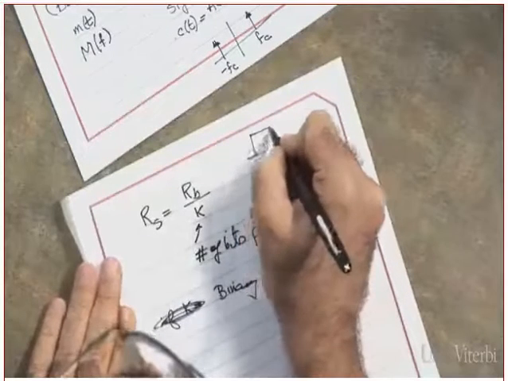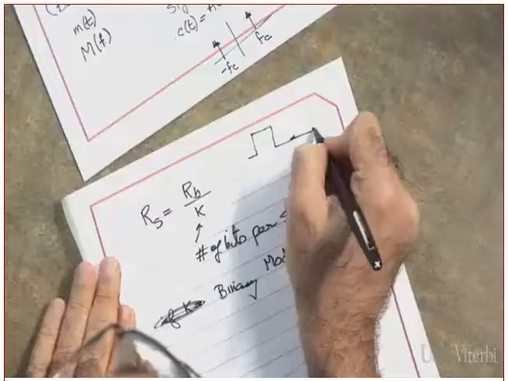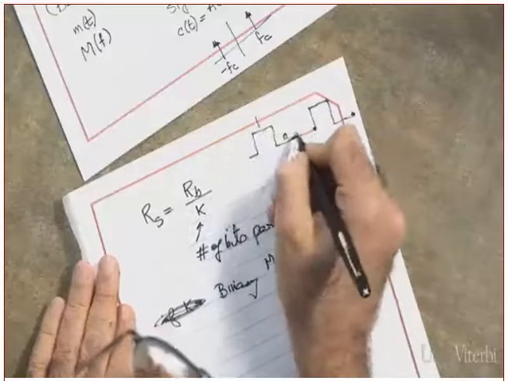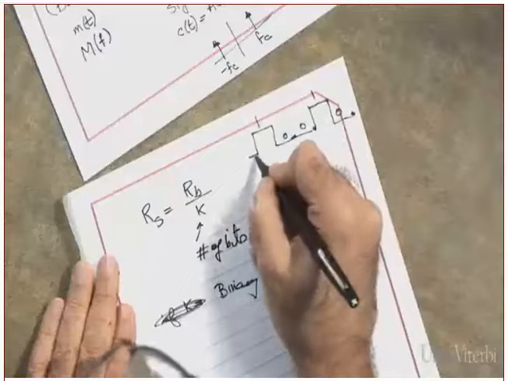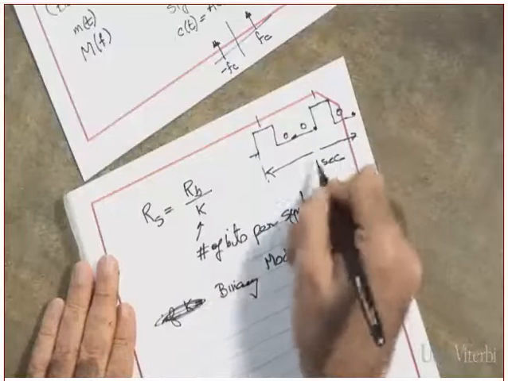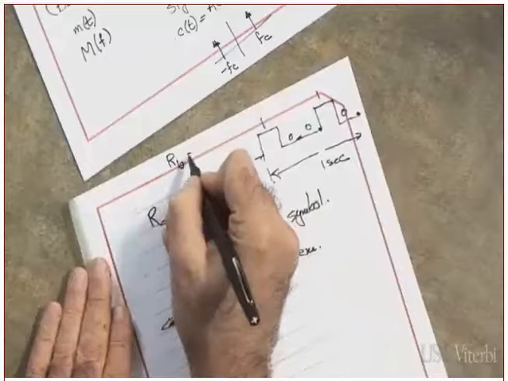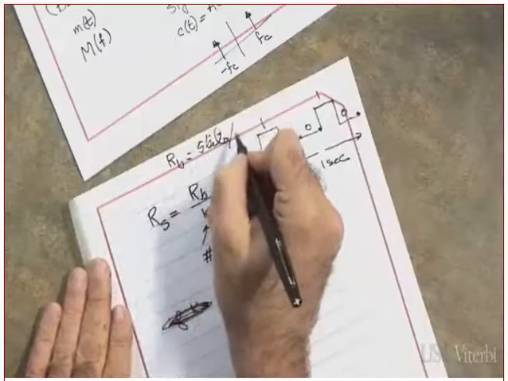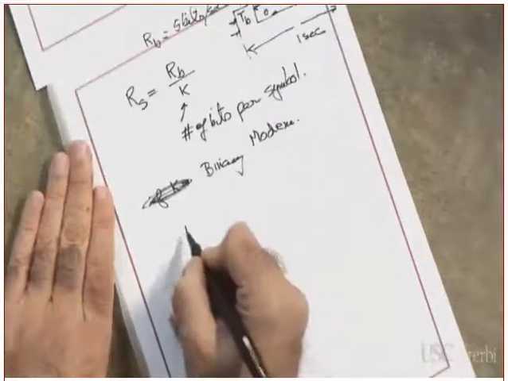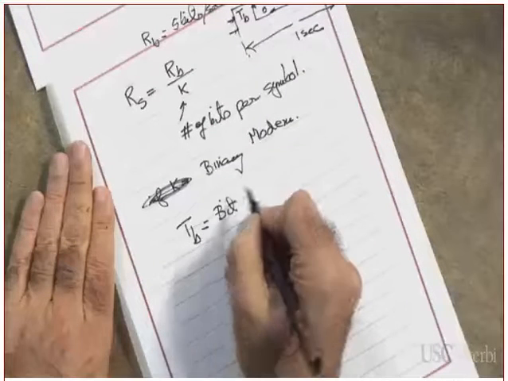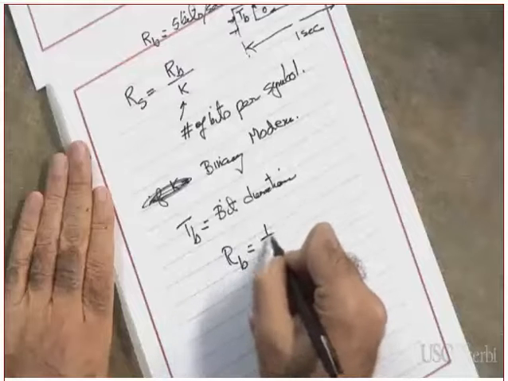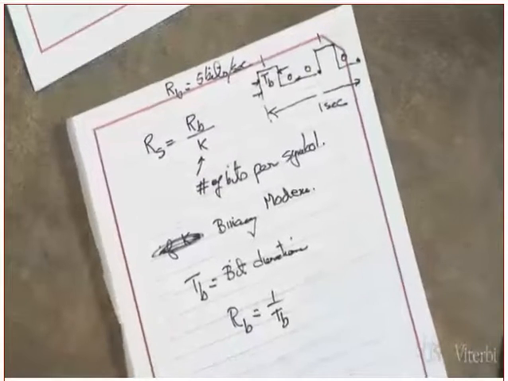Too many things to cover. Answer me this question. Let's assume this is 1, 0, 0, 1, 0. And let's assume this is 1 second. Just an example. What is the bit rate here? RB is equal to 5 bits per second. What do I call from here to here? This is called T sub B, and T sub B is the bit duration. And what is the relationship between RB and TB? RB equals 1 over TB. Are you following me on that?